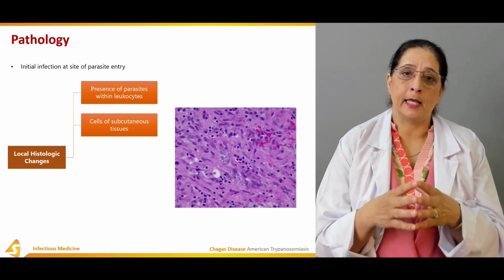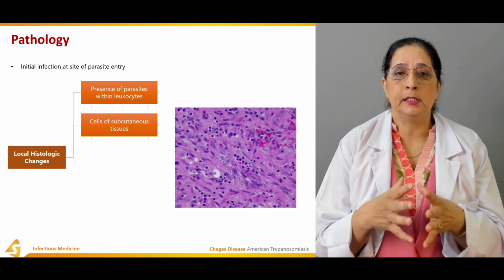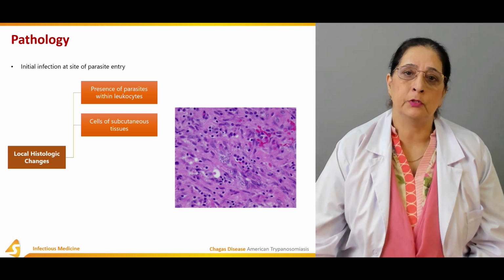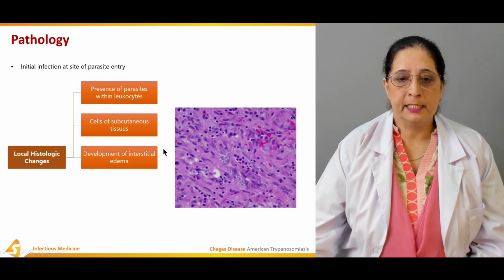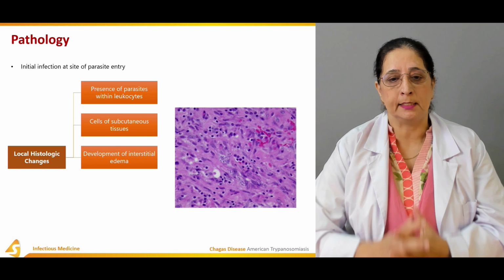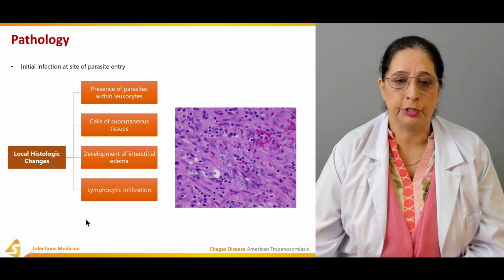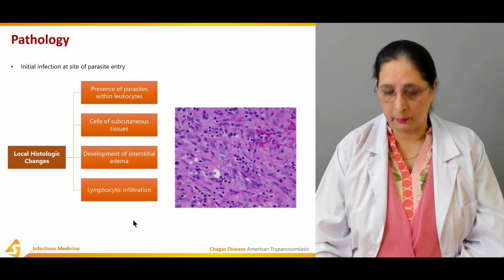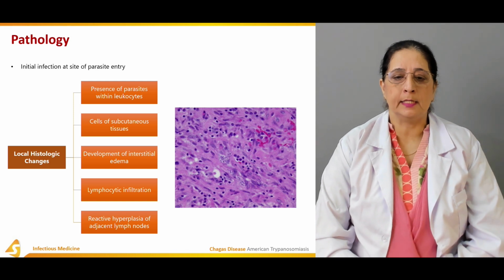The skin has three layers. We have epidermis, dermis, and subcutaneous, which is the third layer of the skin, and it's the fatty layer. So once it enters, it is also present in the cells of the subcutaneous tissue. Development of interstitial edema. Edema between these cells is present. As a result, you can see in the histological picture there is lymphocytic infiltration also. And last is the reactive hyperplasia of adjacent lymph nodes.